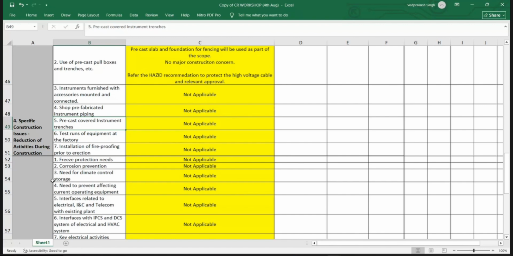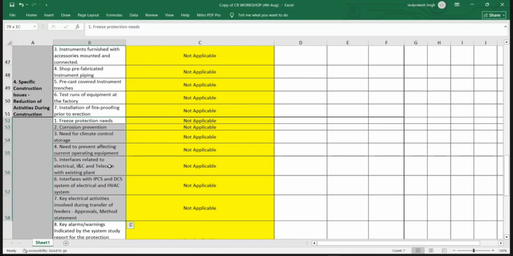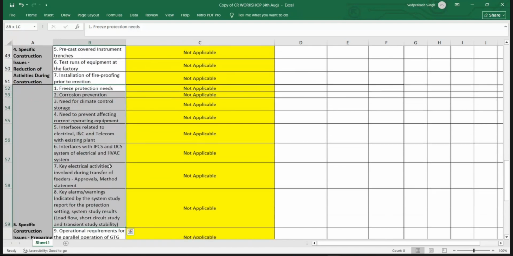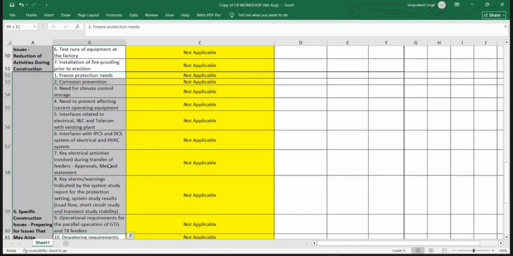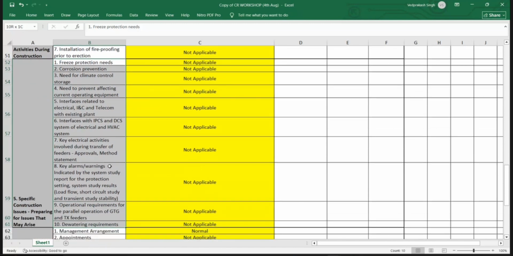Okay, thank you. So guys, the next guide word is more or less related to the instrument, but we'll go for that. Freezing protection is not applicable here. Corrosion is not applicable. Climatic control is only for inventory and construction material. Affecting the operating equipment is not applicable. Interface related to electrical and instrumentation is not applicable. So this is not applicable. Key electrical alarm is not applicable. Operation requirement is not applicable.